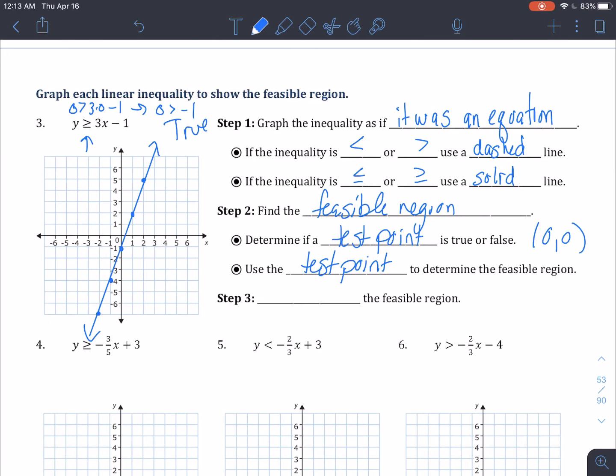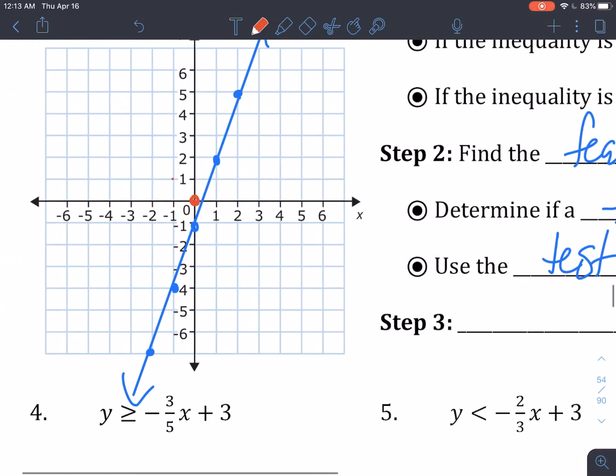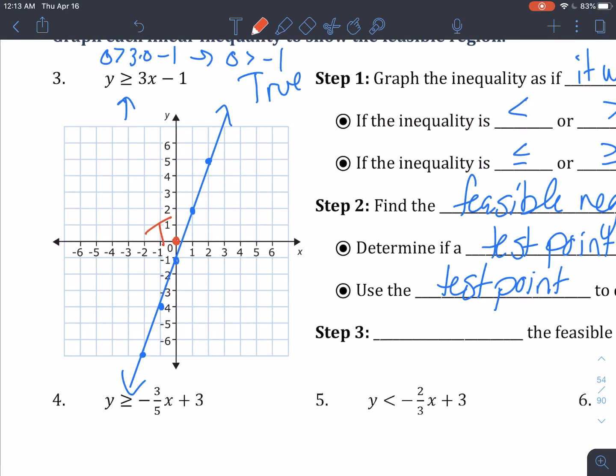So where is this point on our graph? Let me change colors here. This point here is true. So that means that all of our true points are on this side of the line. So we'll go ahead and shade these in.